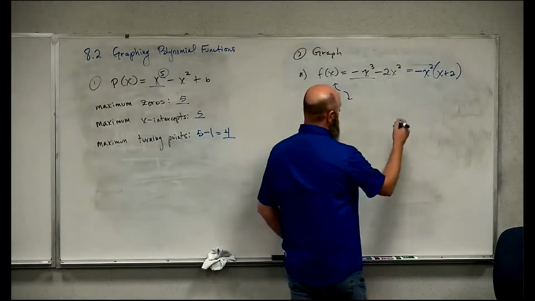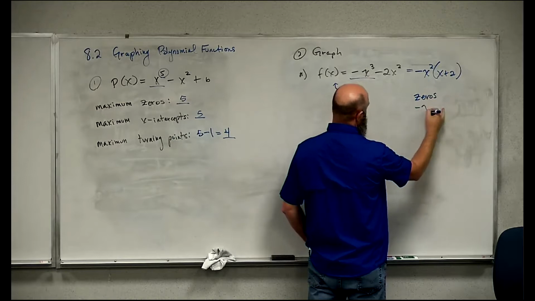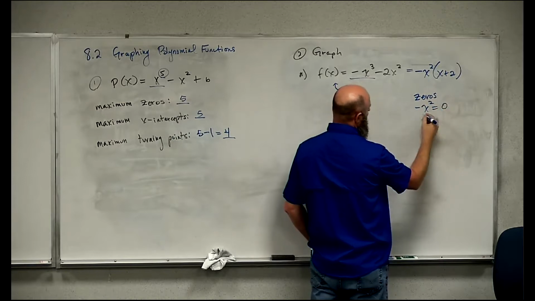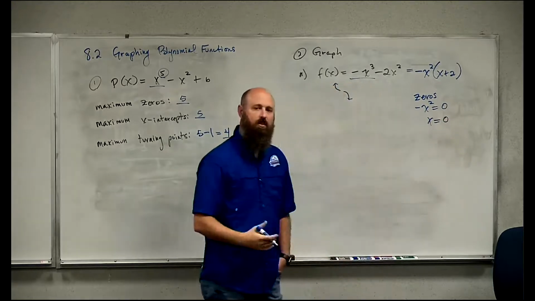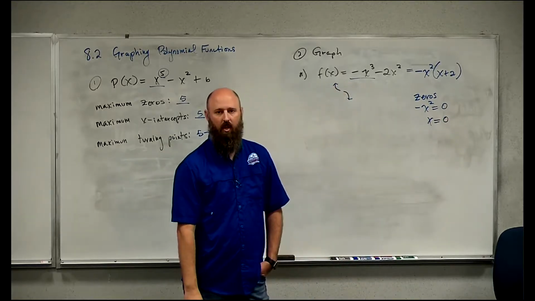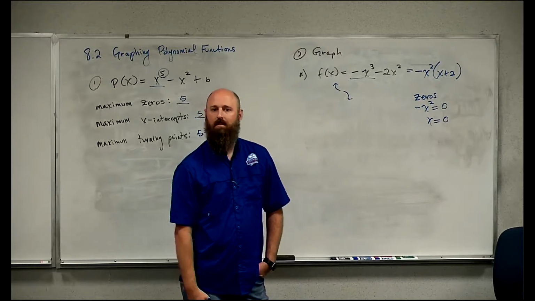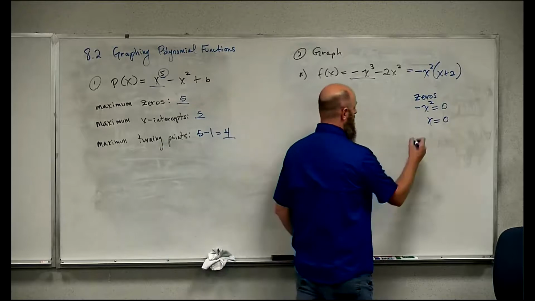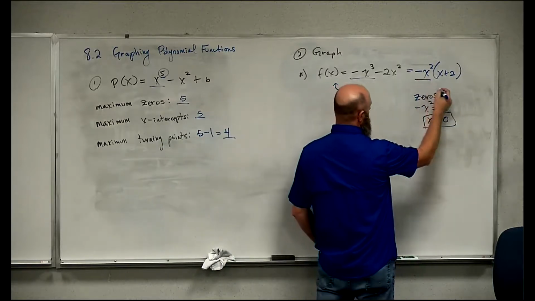Well, to find our zeros, we do negative x squared equals 0. When we manipulate that, that means x equals 0, because there's no adding or subtracting. So when we take the negative off, it stays 0. We take the square root, it stays 0. And so that's a good thing. I'm going to box that in so I don't lose it. So that's the first part there.